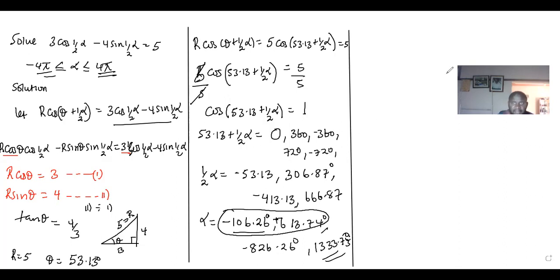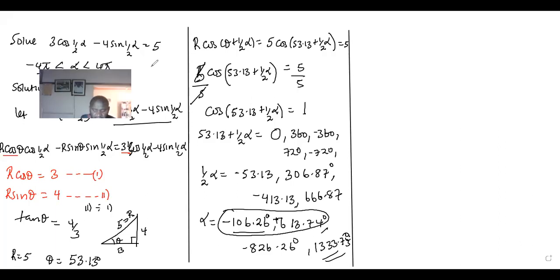Okay. But those two have one challenge. Those two are in terms of degrees. They want the answer in radians because the range was in radians. So negative 106.26 degrees is going to be equivalent to pi out of 180 degrees times negative 106.26 degrees. What answer do we get? In terms of pi.